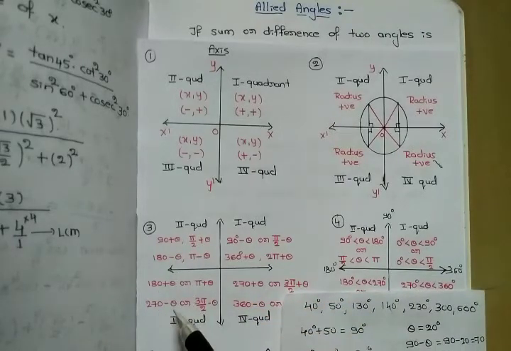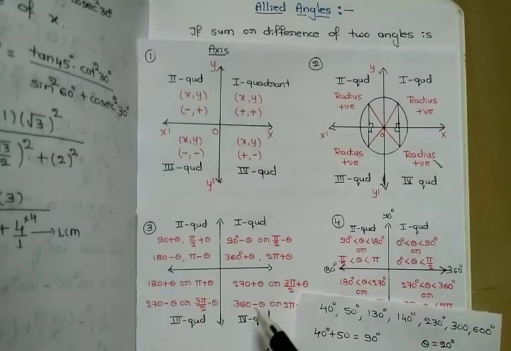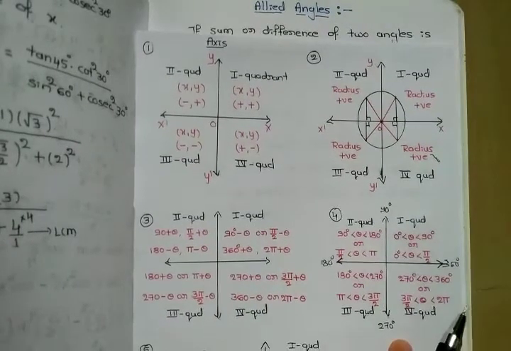180 plus and 270 minus theta lie in the third quadrant, and 270 plus theta and 360 minus theta always lie in the fourth quadrant. And the next point you need to remember, the fourth one.